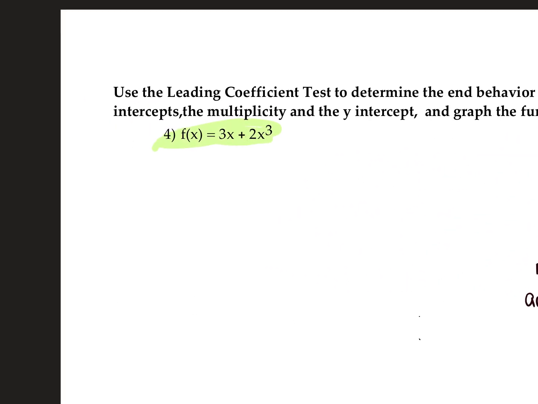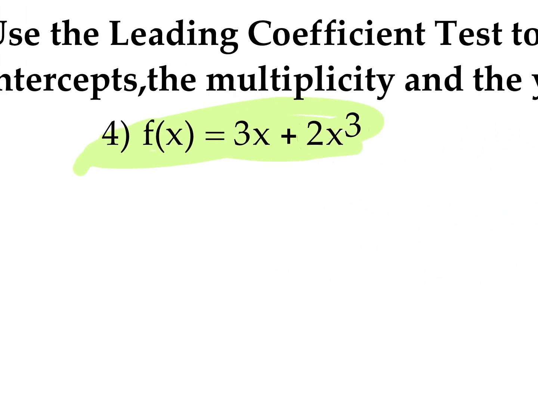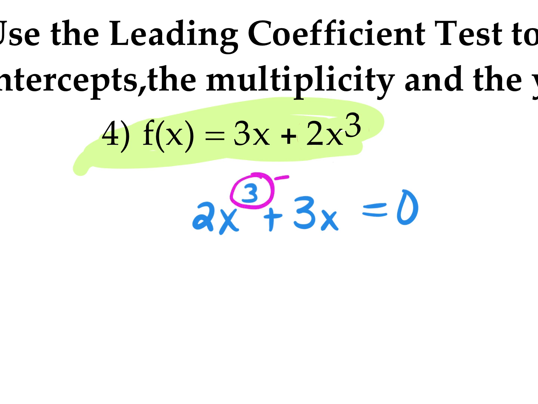But let's look and discover, figure out, first of all, is this written in standard form? No. So rewrite it. This is 2x cubed plus 3x. Correct? All right, so if we're talking about end behaviors, what is the highest exponent you see? 3. What kind of a number is 3?